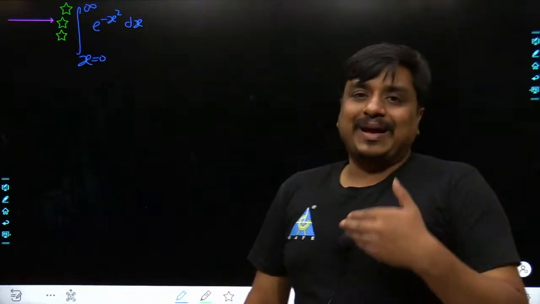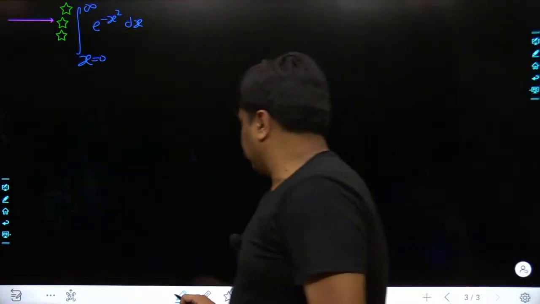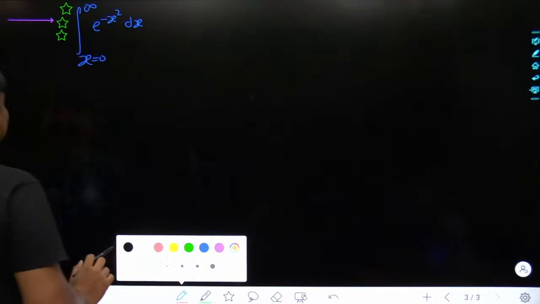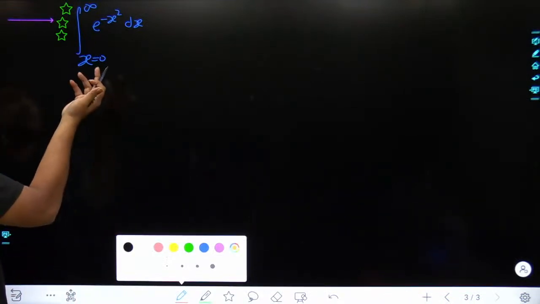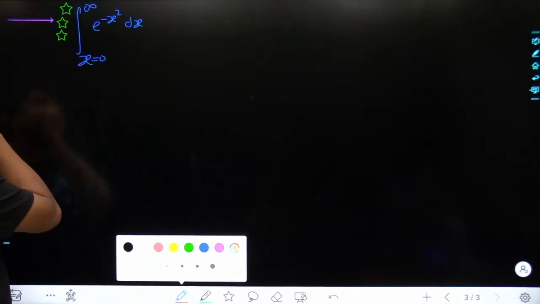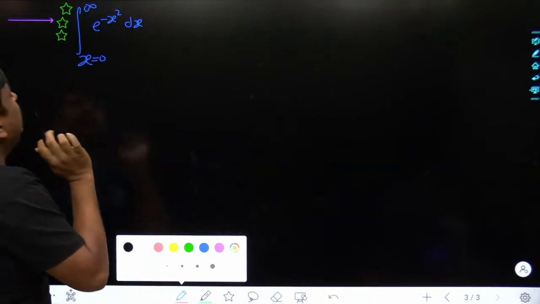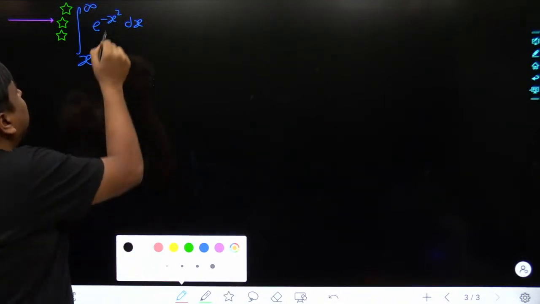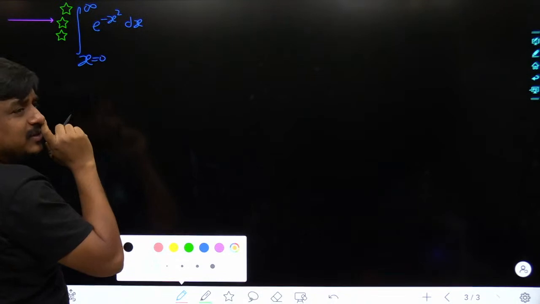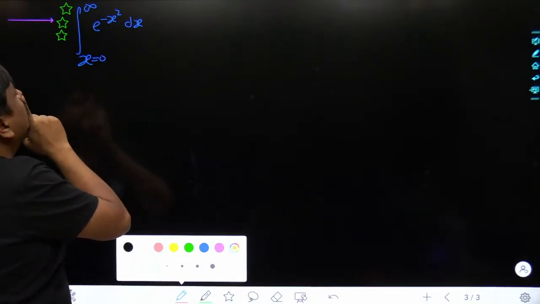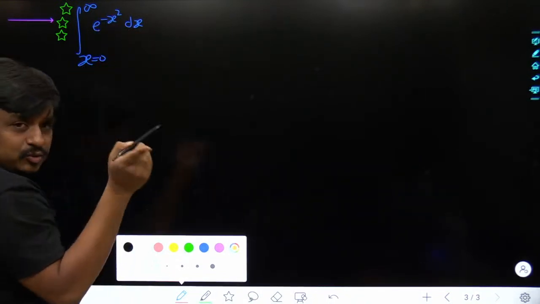So may I know which methodology I should be using to solve this problem? My dear friends, you yourself may not be able to understand: can we use the gamma integration or not? We can use the gamma integration, provided it is in the form of e to the power of minus x. So what should I be doing over here? I should be keeping x square equal to t.